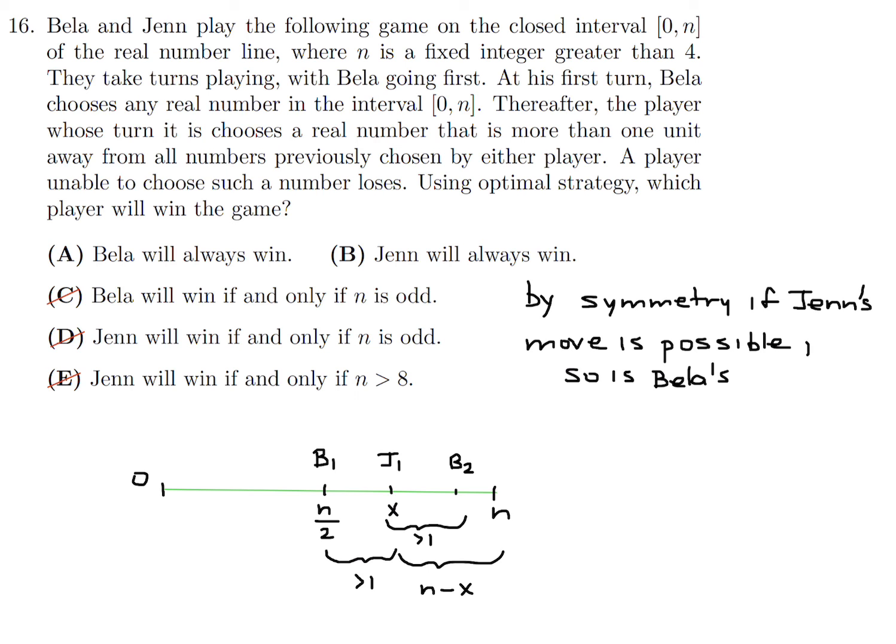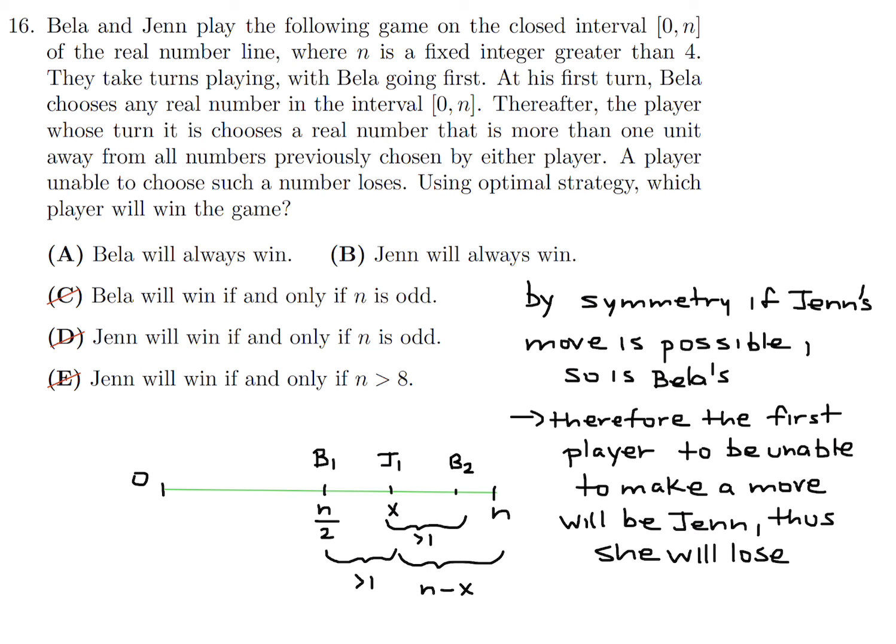And thus, the first player to be unable to make a move will always be Jen. And thus, she will lose. So basically, Jen will always be the first person to run out of a number to choose, since if Jen's move is possible, then the very next move is Bella's, and that is also possible by symmetry. So, therefore, Jen will always lose, Bella will always win, and therefore the answer is A.